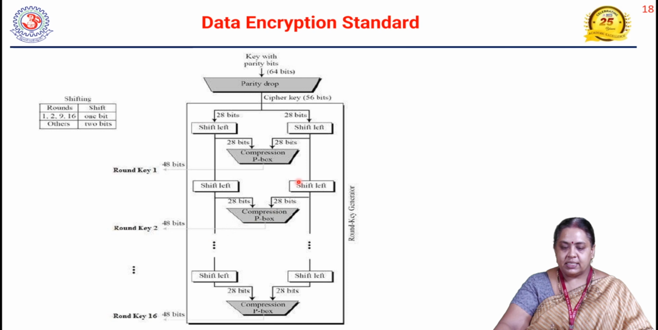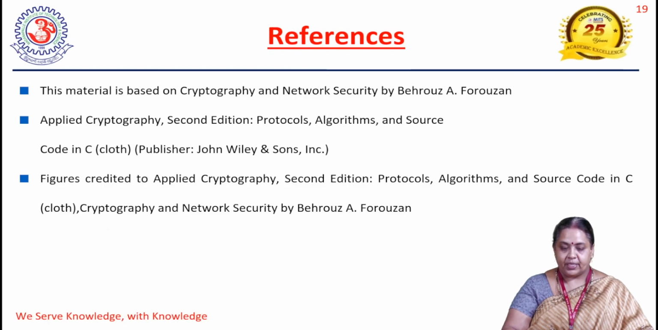So that is the DES algorithm that we have discussed. Once again, the DES algorithm is a symmetric block cipher algorithm, published by NIST. It makes use of the Feistel structure. It has 16 rounds. The block size is 64 and the key size is 56. From the 56-bit key, we generate sixteen 48-bit keys. This is a symmetric cryptographic algorithm, and this material has been prepared from these references.